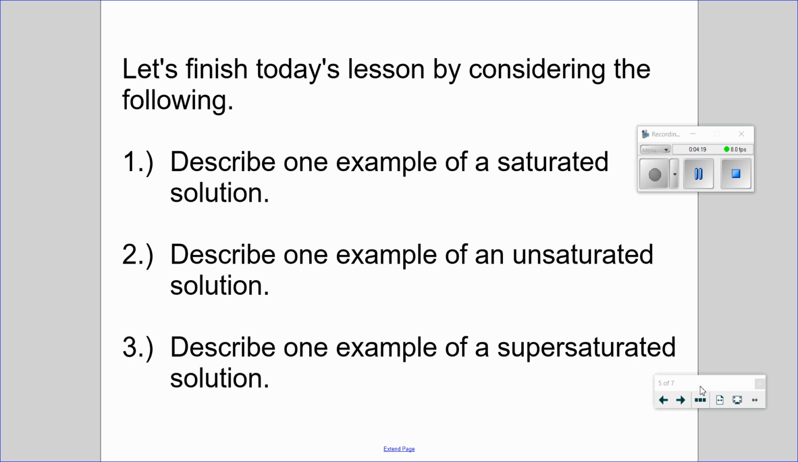If you don't feel ready to complete this activity on the screen right now, it means you need to go back and listen or watch this video at least one more time, and then we'll talk about examples of different saturated and unsaturated solutions in tomorrow's class. So put the video on pause now so you can write down your answers.